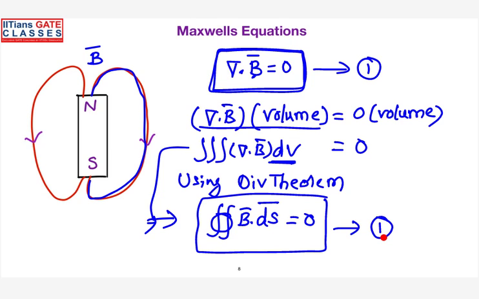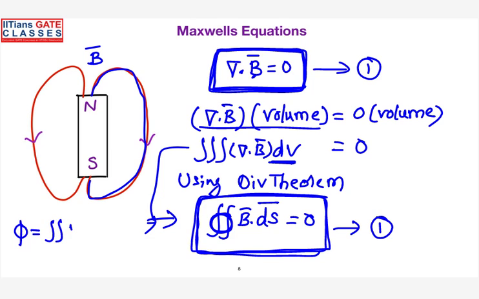So the first thing is that there is no divergence nature for the magnetic field, so your del dot B is equal to 0. And the same thing, if you rearrange with some mathematical manipulation, you will get this: double integral B dot dS is equal to 0. What is the meaning of this? When I was discussing the magnetic flux density, I told you one equation: the magnetic flux passing through any area is nothing but the double integral of B dot dS.